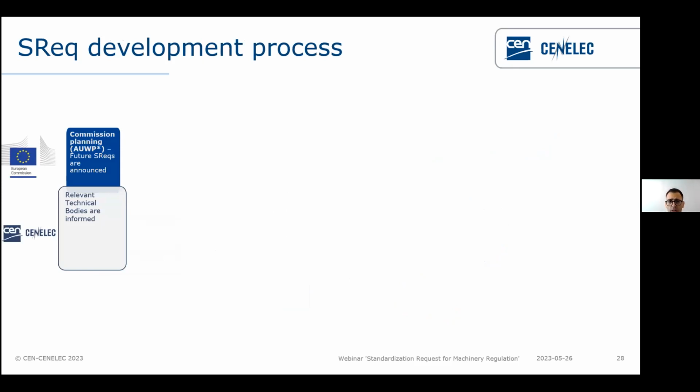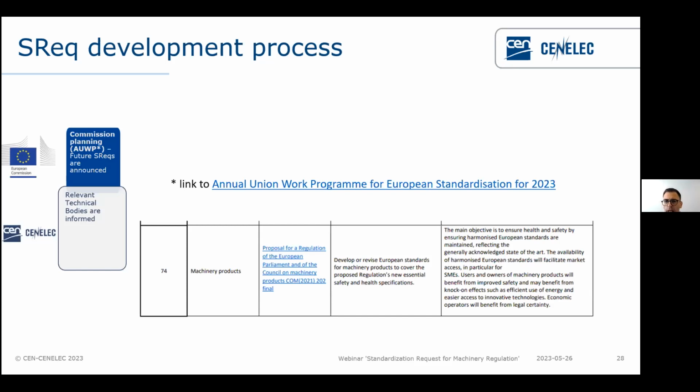So basically, everything starts from the Commission side with the publication of this Annual Union Work Program. The acronym is AUWP, that you can see here. This is, by the way, a requirement of EU Regulation 1025. The Annual Union Work Program is a document where the Commission will indicate the priority areas or the strategic areas to which the Commission will need harmonized standards or other standards for the application of EU legislation or for the application of EU policy. Once this Annual Union Work Program is available, we'll inform the concerned technical bodies to provide input. And as you can see here on this slide, the Annual Union Work Program for standardization of 2023 indicates that the Commission has an intention to prepare a standardization request in support of the Machinery Regulation.